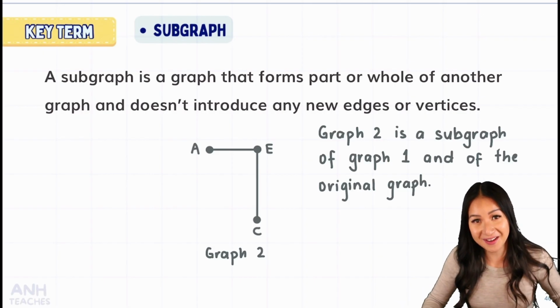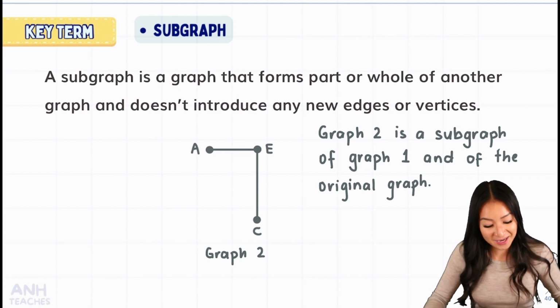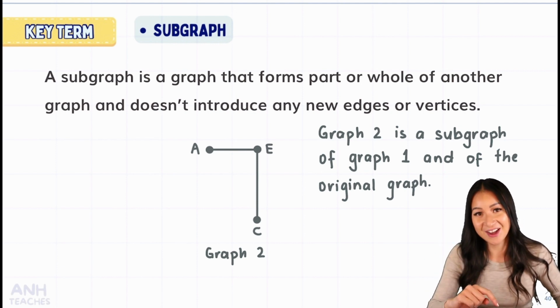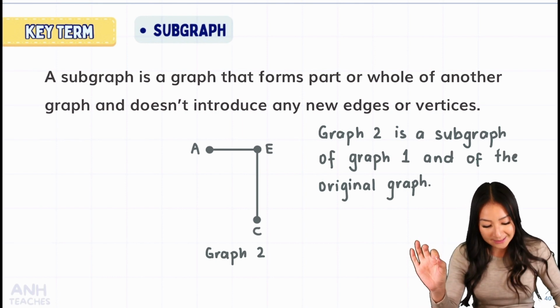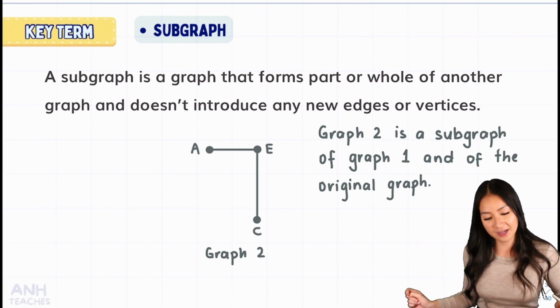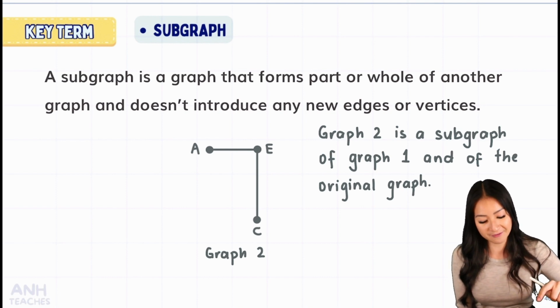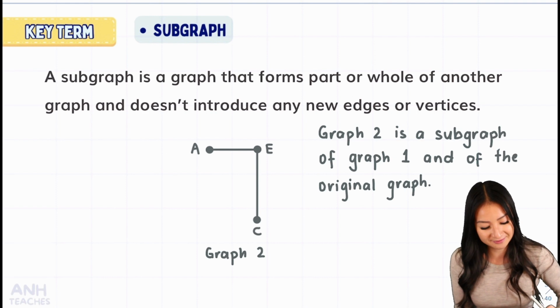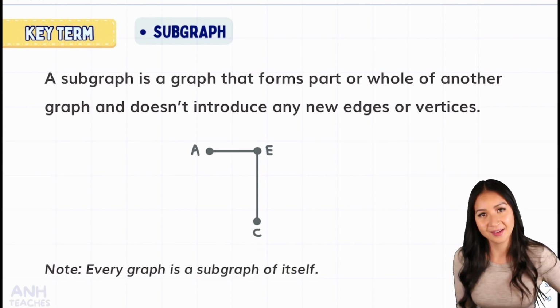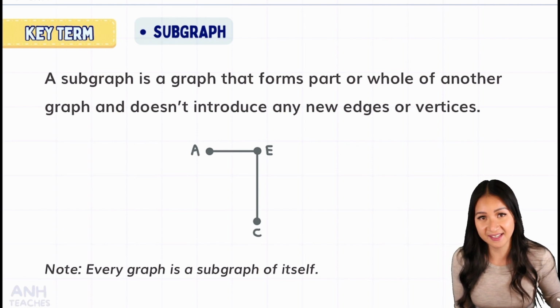Now, if I remove another vertex and another couple of edges, I now have a subgraph of a subgraph. It does get a little bit inception-y. Now, this graph here, graph 2, is now a subgraph of graph 1, but also of the original graph. And the last thing to note is that every graph is a subgraph of itself.